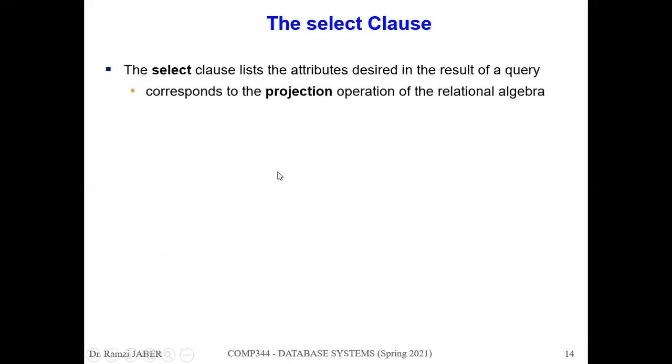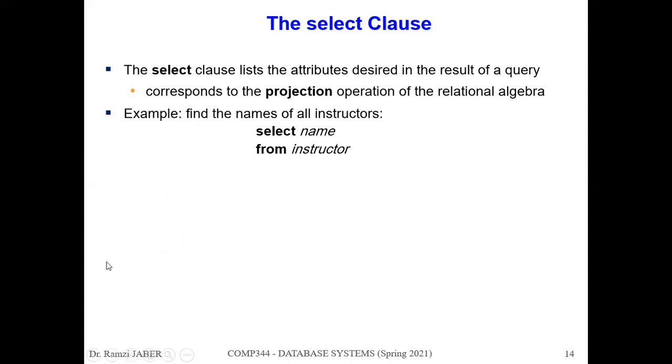The select clause lists the attributes desired in the result of a query, which is equivalent to the projection operation of the relational algebra in chapter 2. Okay, it's equivalent. Here is an example: select name from instructor, without a where condition. It is a projection, as you can remember from chapter 2.